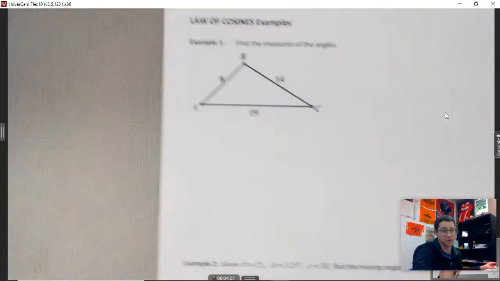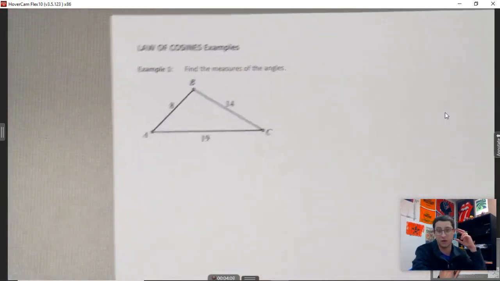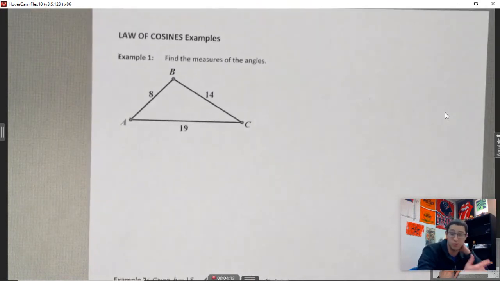And really the truth is law of cosines ends up being almost the same thing over and over again. So I'm just going to do two examples. We're going to do one with side, side, side, and then one with side, angle, side. So example number 1, find the measures of the angles.